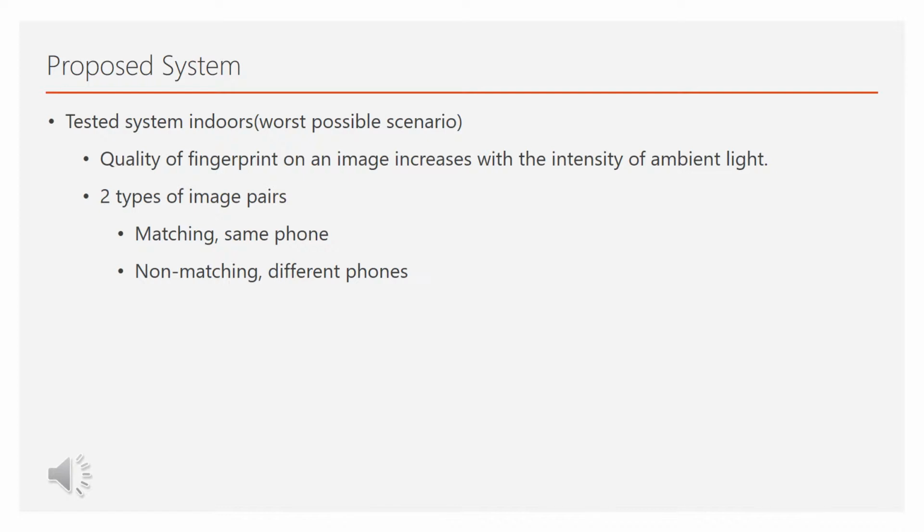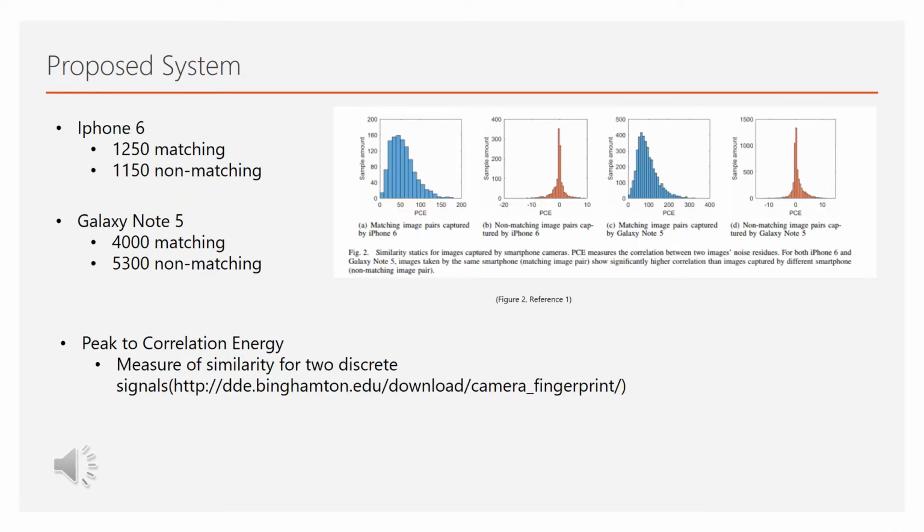In their research study, they used two types of image pairs: matching, on the same phone, and non-matching, taken with different phones. The writers' study used iPhone 6s and Galaxy Note 5s. They had 1,250 matching pictures for the iPhone 6 and 1,150 non-matching pictures. The Galaxy Note 5 had 4,000 matching pictures and 5,300 non-matching.